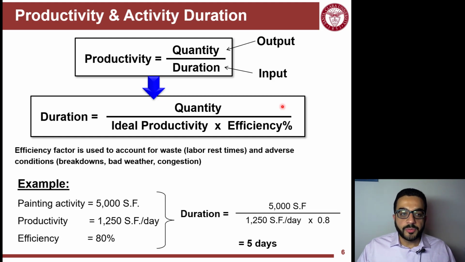This is just an example here, a painting job where the quantity has the same units as the productivity of the work. So square foot, 5,000, and productivity is also measured in square foot per a unit of time, which in this case is day. Productivity can be a daily productivity, can be an hourly productivity. Depending on that, you will calculate the duration in the respective units. So if we're using a daily rate of productivity, then you will end up with a duration in days.